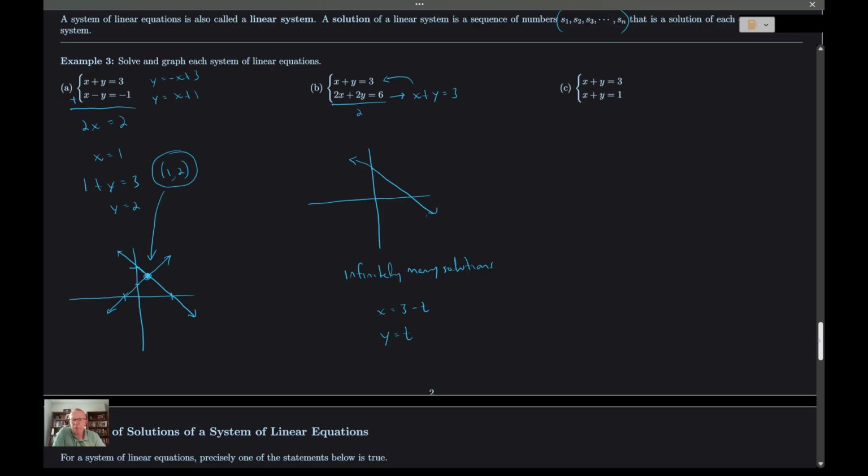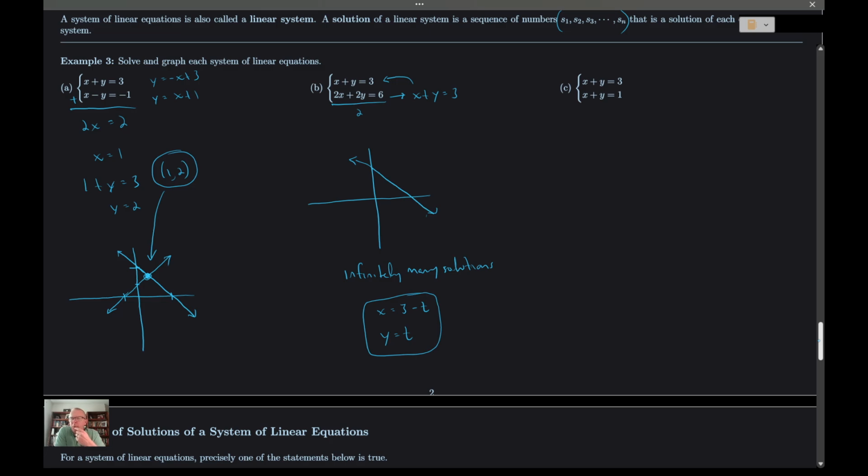And the way we get that, just solve for y, which is t. So move the y over here, and we get x equals 3 minus t, or 3 minus y. So now just plug in any real number for t, and then do 3 minus that real number, and that gives you the ordered pair that will satisfy this line. So all the points on this line are going to be solutions to this system of equations.